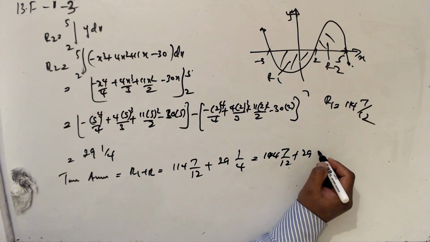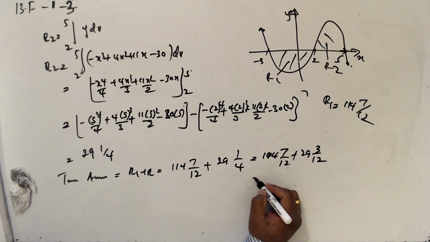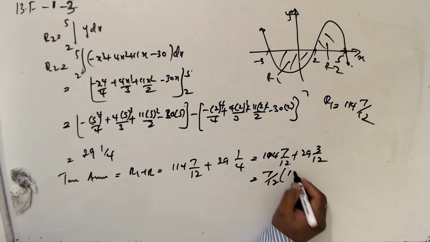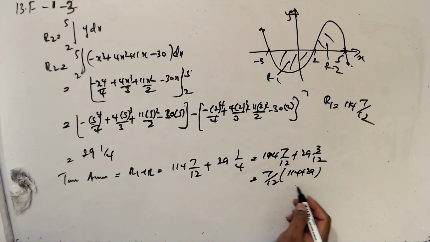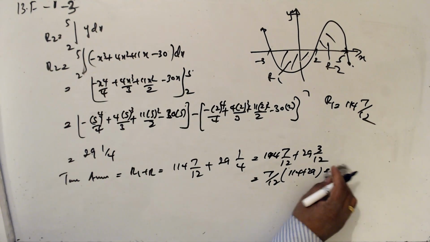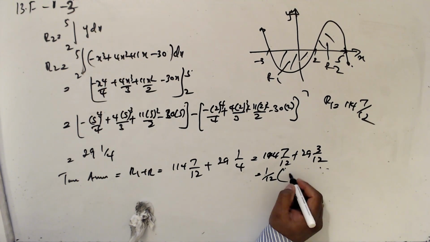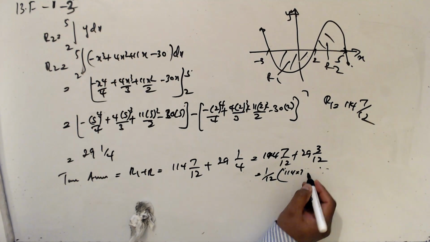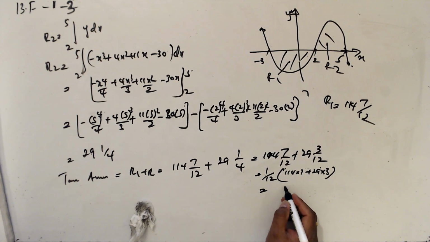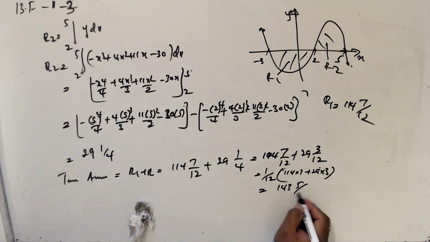This is 3 over 12. 7 over 12 when you factorize 1 over 12 plus 29. So this is going to be, I think my bracket is wrong in here. So I only can take 1 over 12. This is 114 times 7 plus 29 times 3. So finally we end up with 143 and 5 over 6.